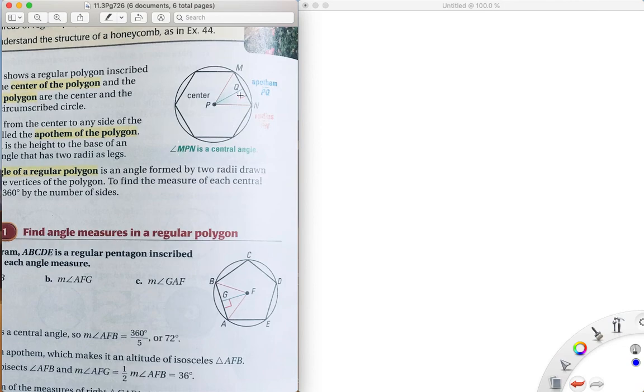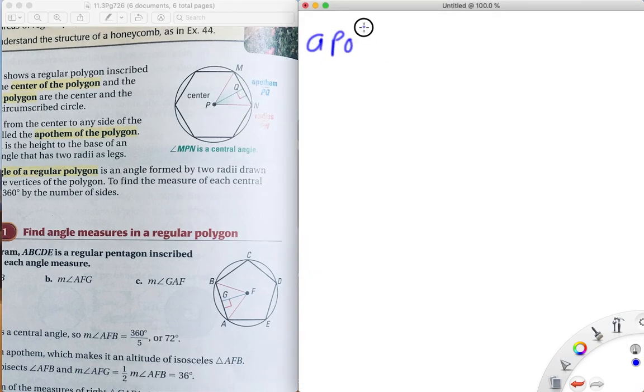We have segment PQ, which is called the apothem, which refers to the line that goes from the center out to the side of this particular hexagon. This apothem is the perpendicular bisector. Perpendicular bisector means that it's going to cut the angle in half. Angle P is cut in half, and MPQ is equal to NPQ.